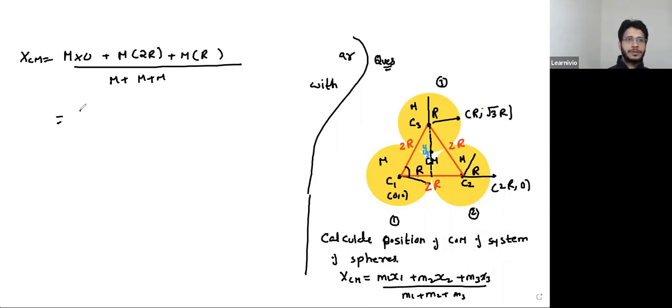So this is basically 3mr divided by 3m. It gets cancelled out. So the x coordinate of center of mass is equal to r.